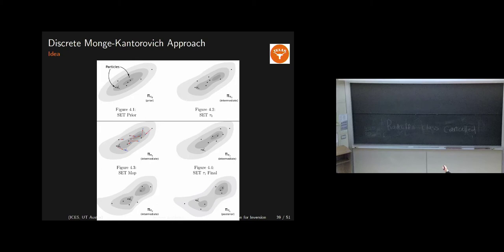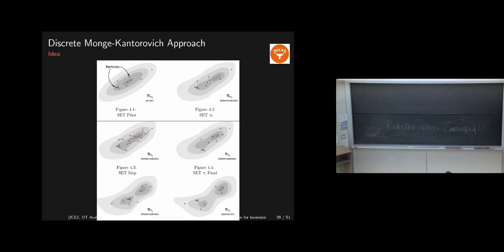So I start from a sample from the posterior. This is the prior density. This is the posterior density, which is complicated, right? You see that two modes, and that's also very skewed. The question is, can I start from some sample or particle of the prior, and can I move the particle to the posterior samples, right?